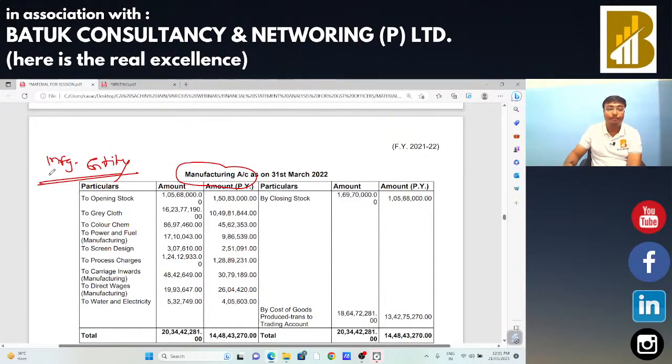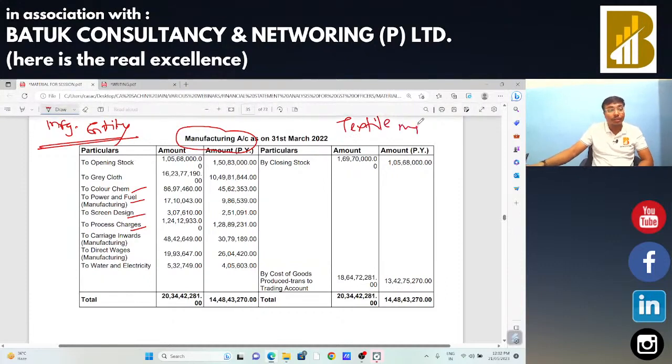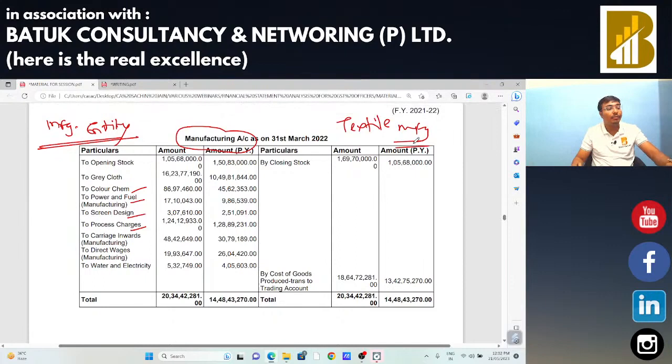So in that particular case, buying of color chemical, power and fuel, screen design, process charges. So sir, this entity is a textile manufacturer. So in that particular case, this entity is a textile manufacturer.